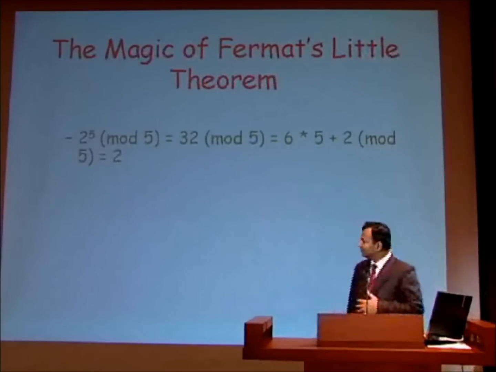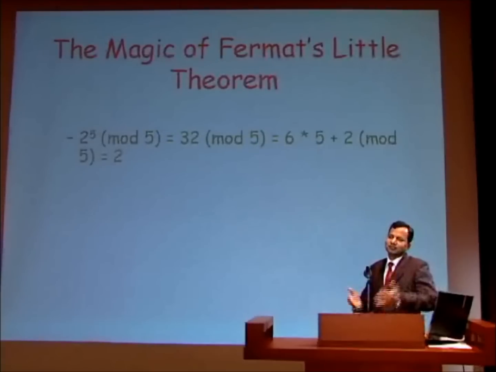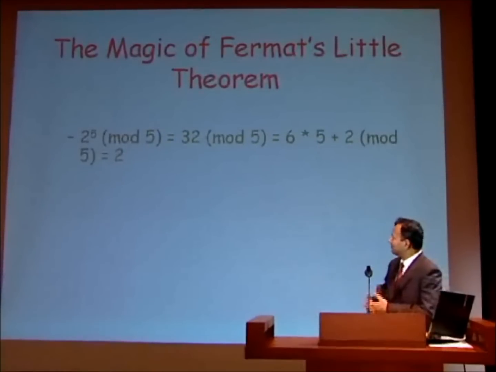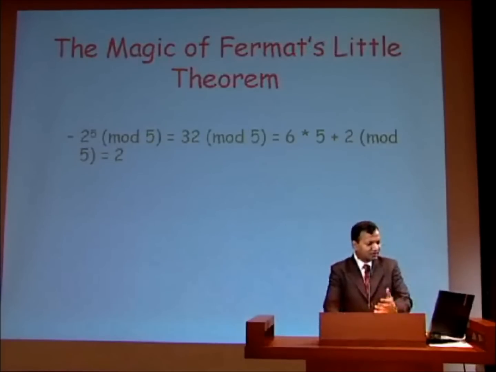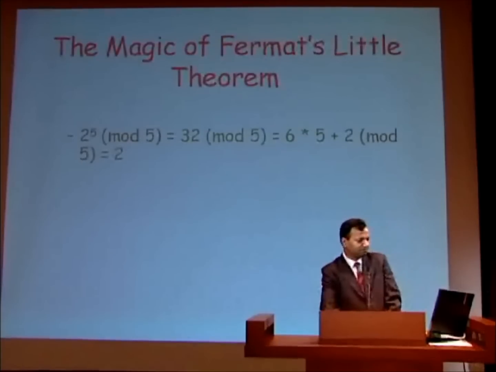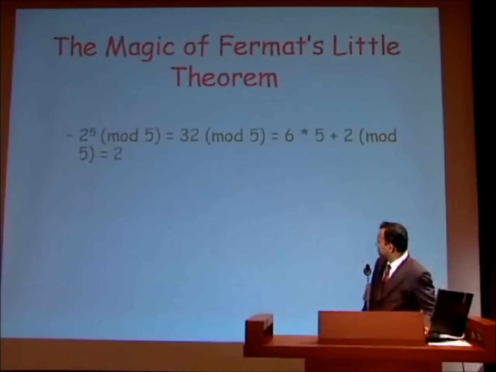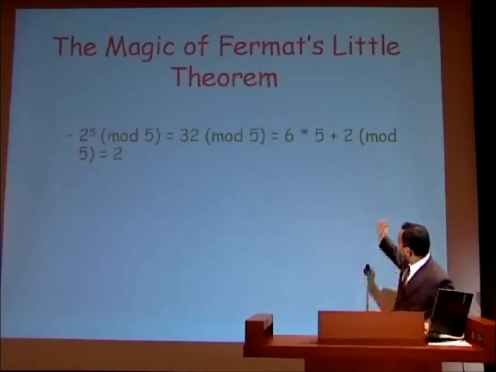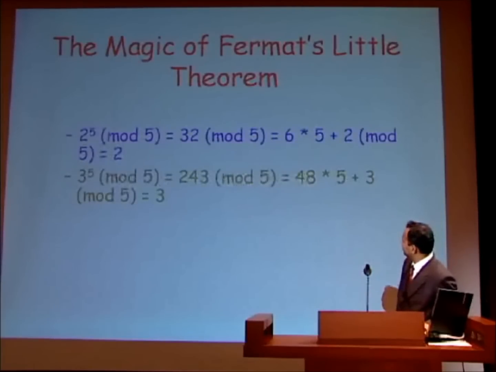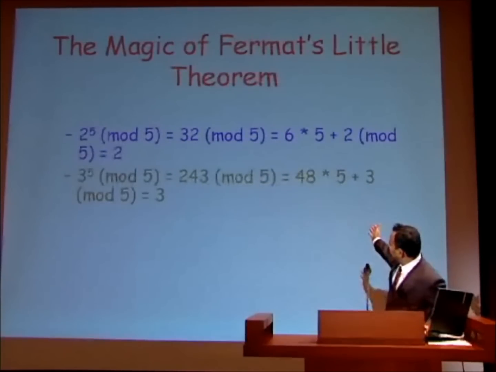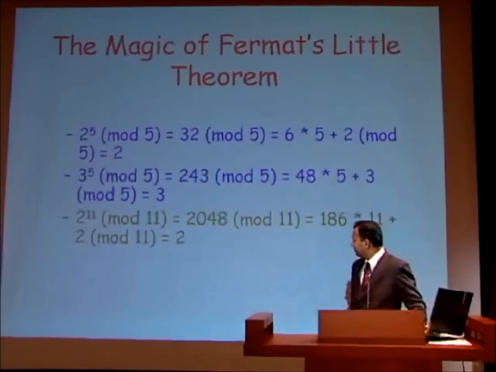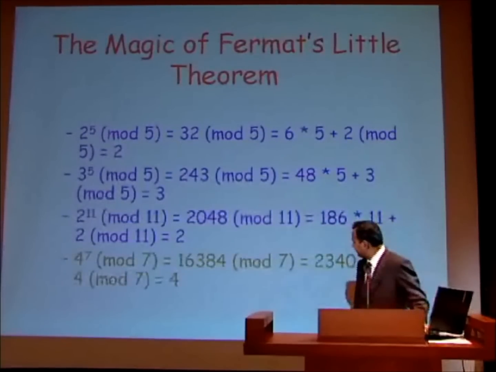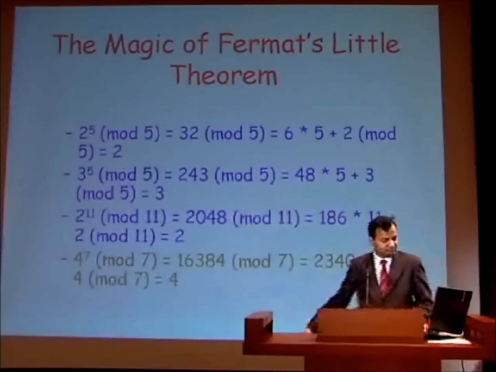I find it really magical, because once you see the proof, then one can say that, okay, what's so great about it. But if you just think about it, it's really amazing. So for example, 2 to the 5 modulo 5 is 32 mod 5, which comes back to 2. 3 to the 5 mod 5 is 243, which again comes down to 3 when you divide it by 5 and take the remainder. 2 to the 11 mod 11 is 2. 4 to the 7 mod 7 is 4.